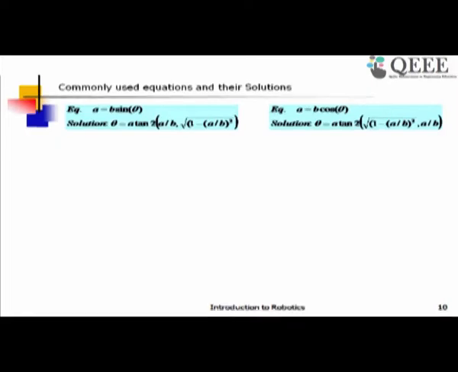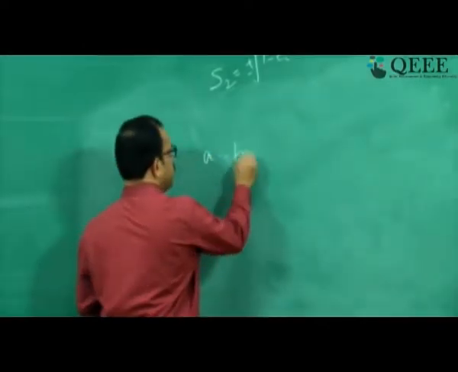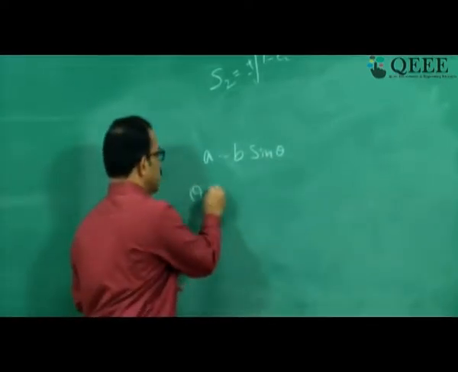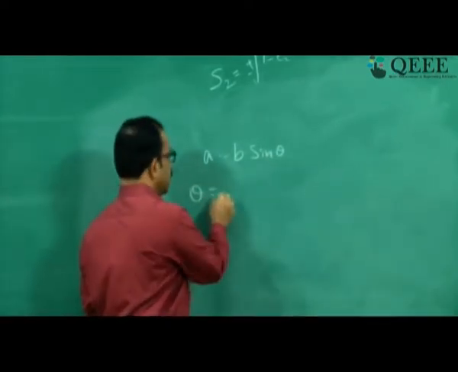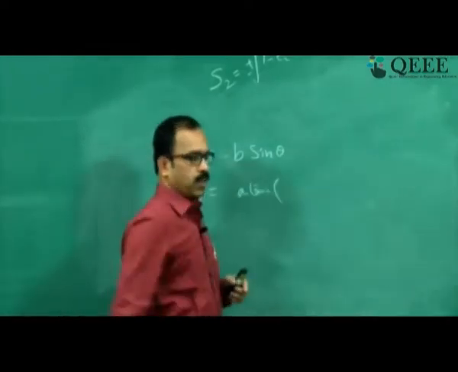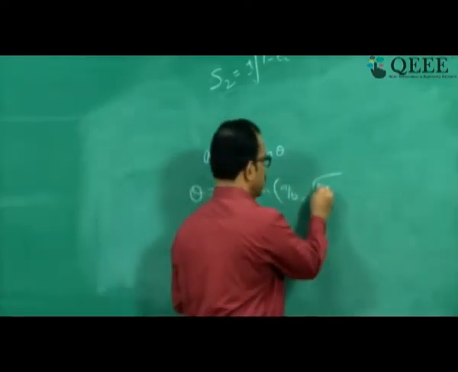You don't need to go to the substitution which I already mentioned. That was just to show you how the substitution works. But in a practical situation, you don't need to really do it. What you need to do is to bring these equations into a standard format. For example, if you have an equation like A is equal to B sin theta, then theta can be solved using the relationship shown here. It is atan2(A by B, square root of 1 minus (A by B) squared).